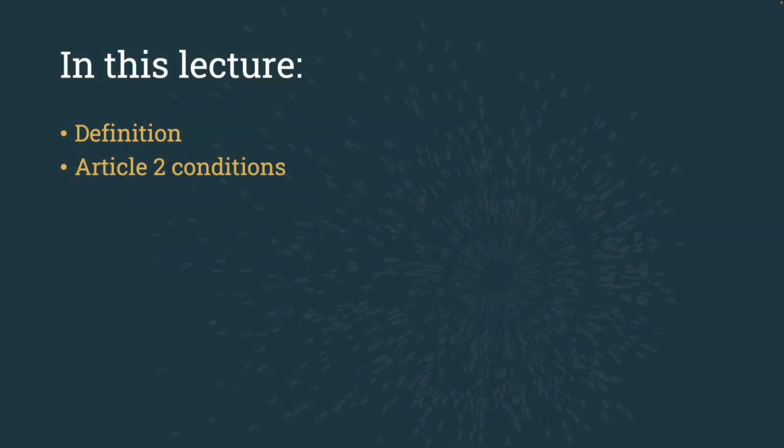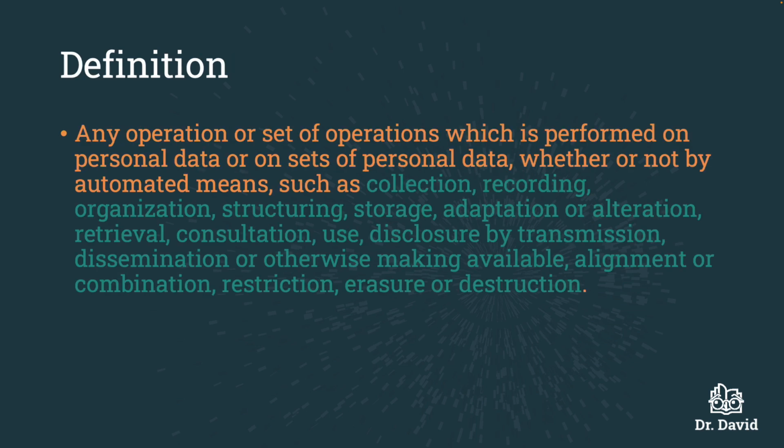In this lecture, we are going to look at the definition of data processing, and then we are going to look at the Article 2 conditions, essentially what brings processing under the scope of the GDPR. The definition of data processing is as follows. This is any operation or set of operations which is performed on personal data or on sets of personal data, whether or not by automated means, such as, and then there are some examples.